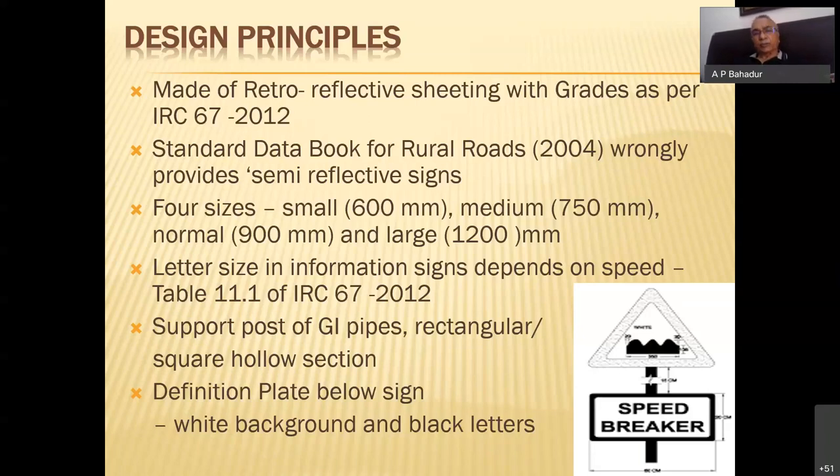Another thing is, there could be four sizes depending upon the speed and category. For a rural road, a size of 60 centimeters is good enough. Normally on a national highway, it should be 90 centimeters, but for an expressway, for high speed, it should be 1.2 meters or 120 centimeters. Size and writing should depend upon the speed. Supports should always be GI pipes or rectangular sections, no angle iron. Mark it, no angle iron, because it is highly dangerous due to the sharp edges.